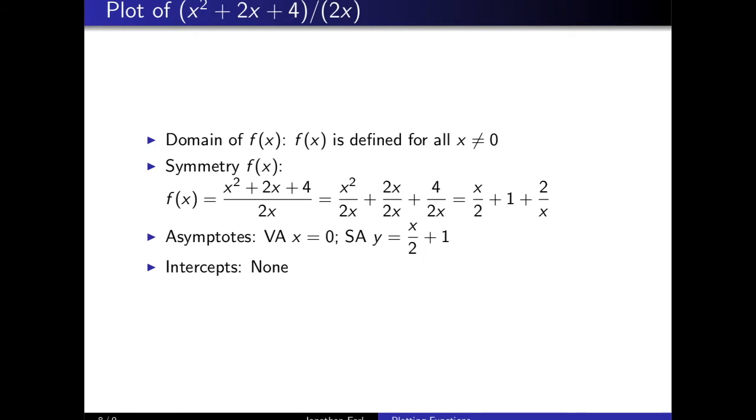Okay, so then we could rewrite our function as x over 2 plus 1 plus 2 over x, and what we'd see is that if we subtract off the line x over 2 plus 1 from f of x, that difference will go to 0 because of this 2 over x as x goes to plus and minus infinity. So it'll tell us that we have a slant asymptote of x over 2 plus 1. And then as we said, we have this vertical asymptote at x equals 0, and our intercepts are actually not going to happen. So there's not going to be any place where this function evaluates to 0. And also the x equals 0 point's not defined.